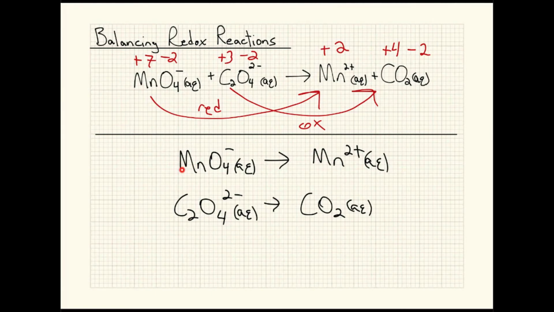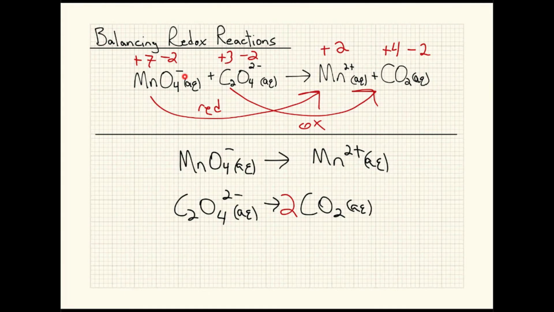In my first reaction, I can see that I've got a single manganese atom on both sides of the equation, so it's already balanced. Whereas in my oxidation reaction, I can see that I've got two carbon atoms on the left, but only one on the right. The way to fix that is to, of course, add a coefficient of 2, and now my carbon atoms are balanced. The next step is to balance oxygen atoms, and how we balance oxygen atoms is by using water.